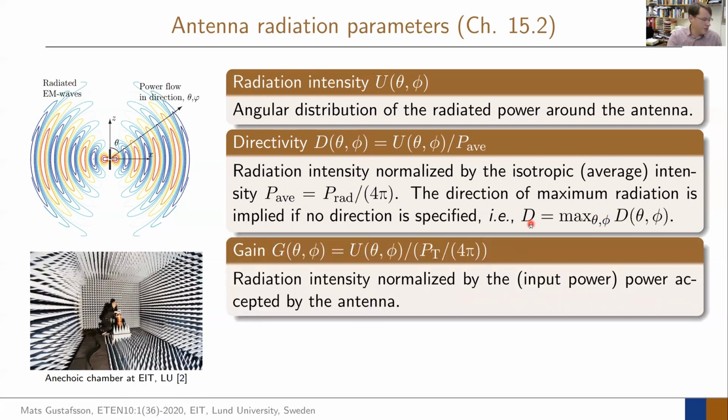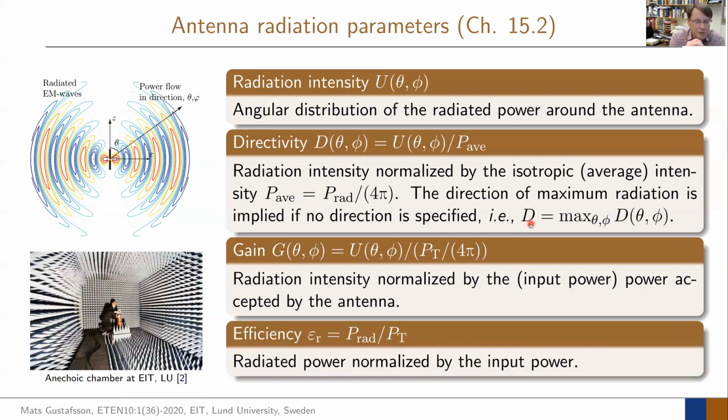The gain is a third parameter, which says how the radiation intensity is related to the input power to the antenna, the power accepted by the antenna, which means that the gain includes losses in the antenna. If you have ohmic losses, your gain is some number below the directivity. If the antenna is lossless, it is equal to the directivity. Efficiency is precisely that quotient: how much is the total radiated power compared to the accepted power by the antenna? That is called efficiency.